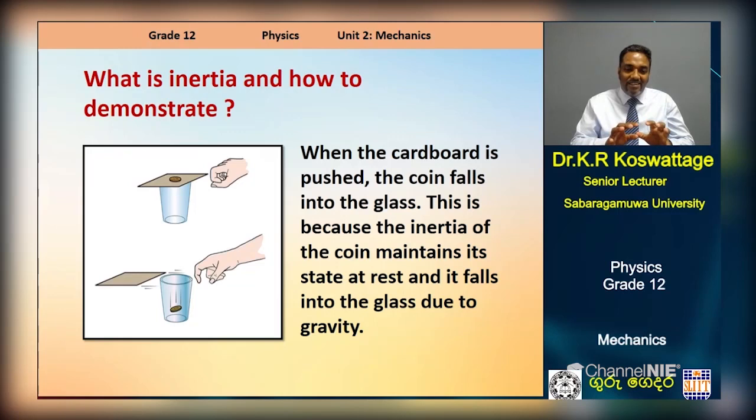So here you can understand that the coin doesn't want to change its existing state. The existing state is at rest. So even if you push it, it just maintains its state at rest, and then finally it falls into the glass due to gravity. So this is what is happening here. Keep doing what it is doing. This is the idea of inertia.